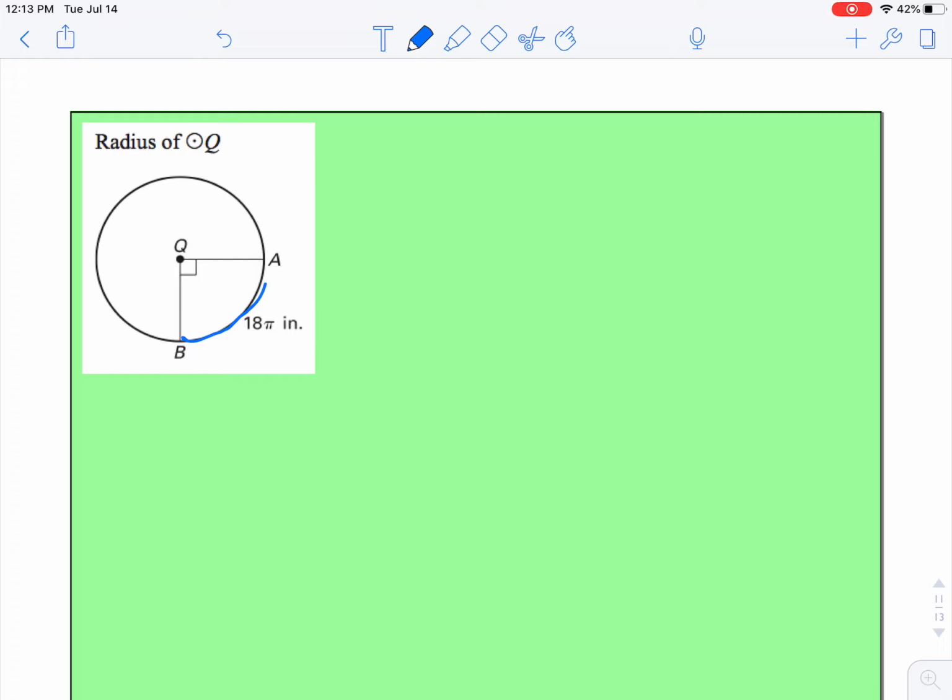Okay, so now we're going to try working backwards. What if I give you the length of the arc and you need to find the radius? Well, I'm given this arc length right here is 18 pi. Notice that the arc length, 18 pi, compared to the whole circumference, which is 2 pi r, is going to be the same ratio as the degree measure compared to 360, or 1/4.